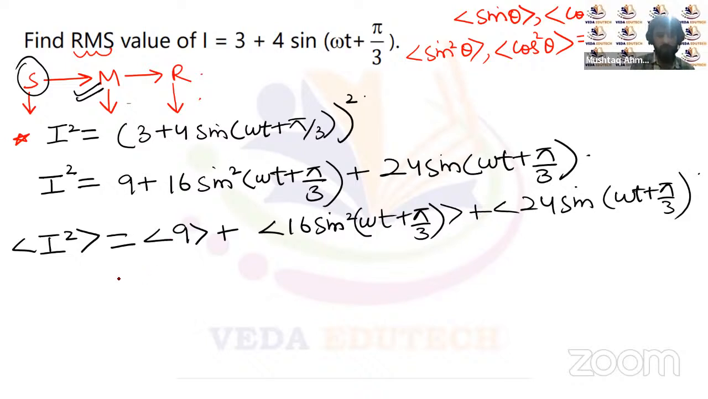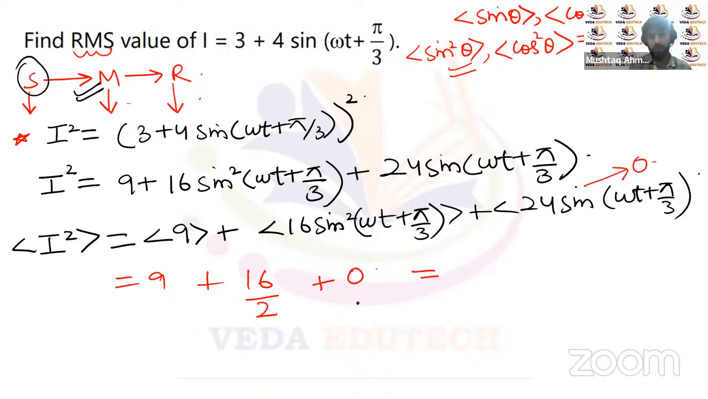Now 9 is a constant here. Its average value will be 9 as it is. I will just take 16 outside. It's sin² ωt, or we can say it's sin² θ. And we know that the average of sin² θ is half, so it will be 1/2, right? Plus, the average of sin θ here is 0, so the average of this term will be 0. We'll be left with 9 plus 8, that will be equal to 17. Now we have calculated the mean square value. That's equal to 17, right?